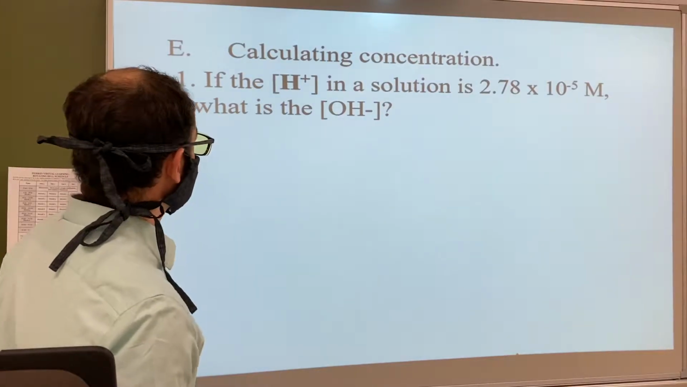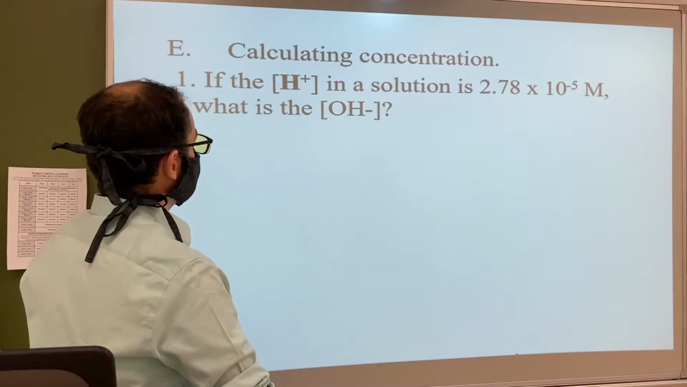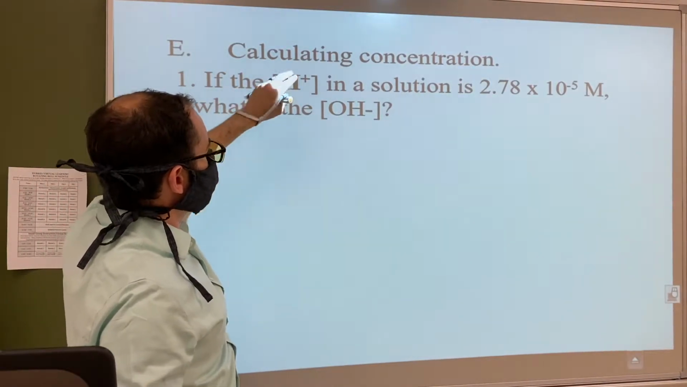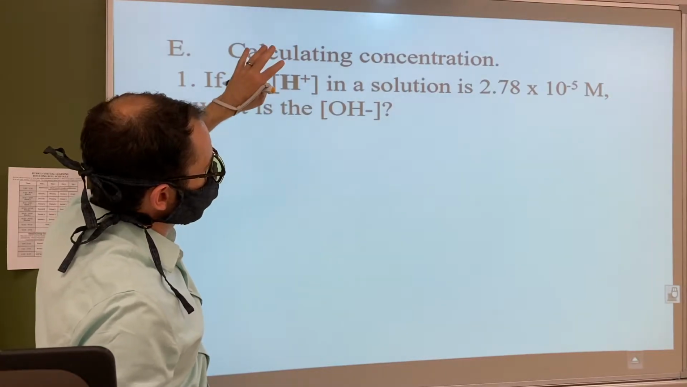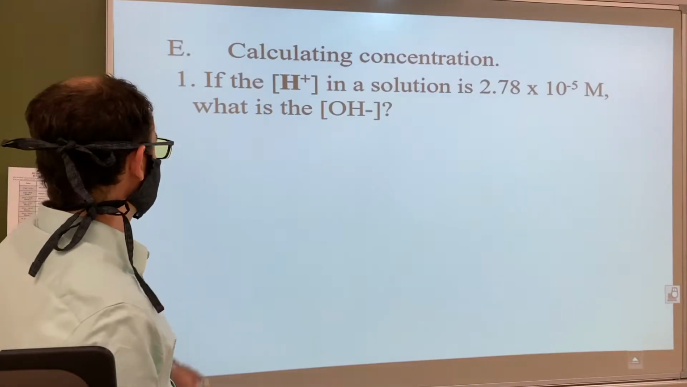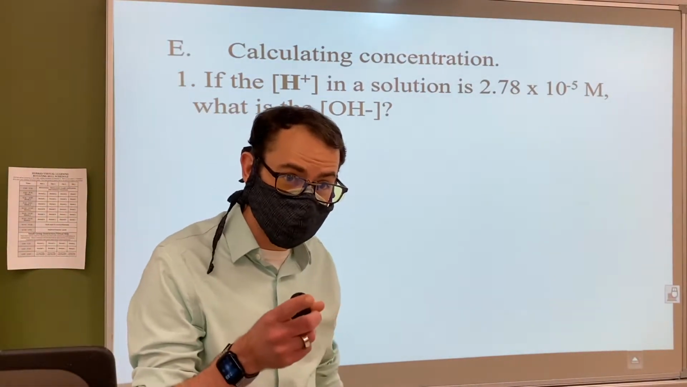So calculating. Now let's put this all together, let's make an equation, and let's see what we get from this. So it says if the H plus concentration in the solution is 2.78 times 10 to the negative fifth molar, what is the OH minus concentration? So we need an equation, all right?